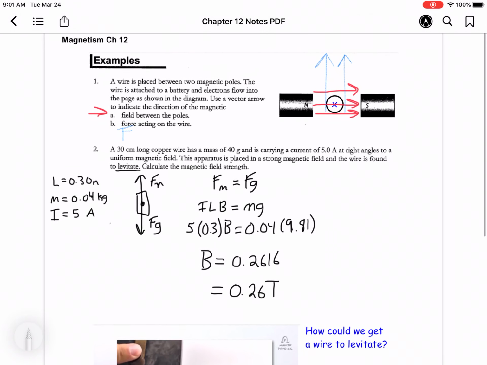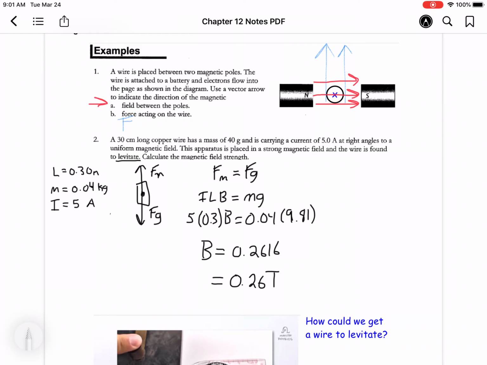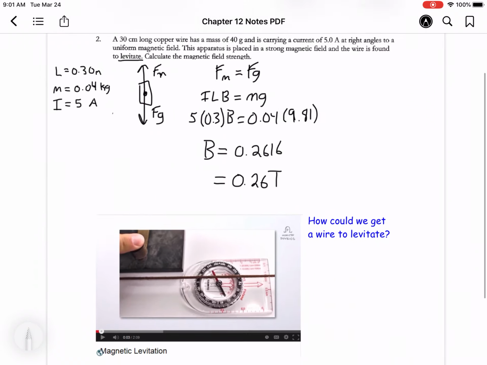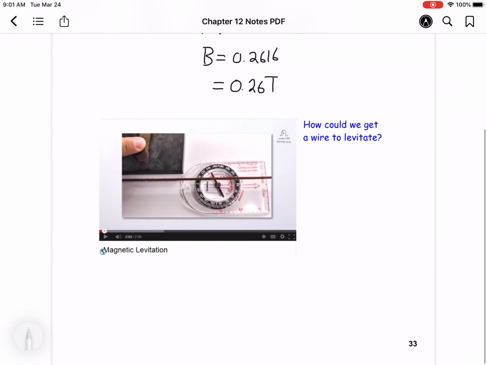So I'll just zoom out here, and you guys can take that down. If you pause the video and take some notes, go right ahead. All right. How can we get a wire to levitate? This is pretty cool as well.